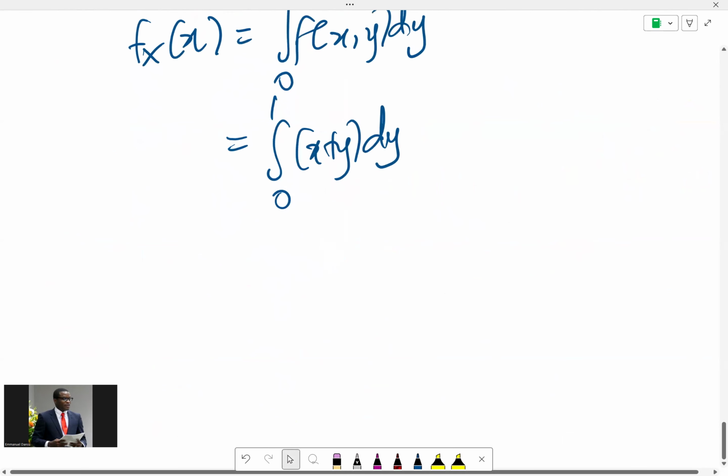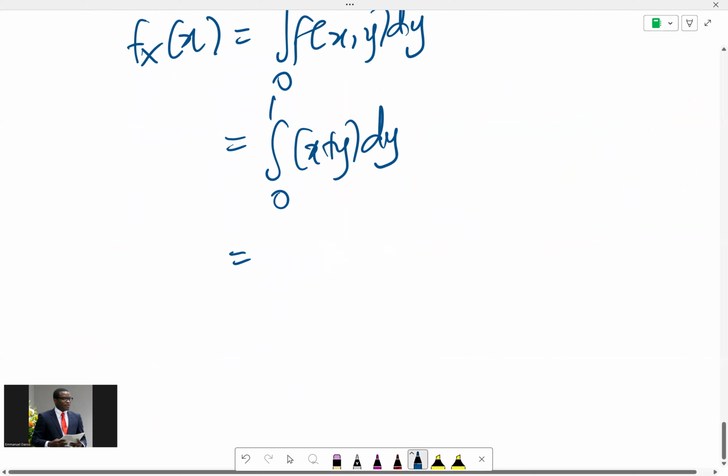So in this case, now we are integrating just with respect to y. So x will be seen as a constant. So if you integrate x with respect to y, you get xy. And integrate y with respect to y, you get y squared over 2, or half y squared.